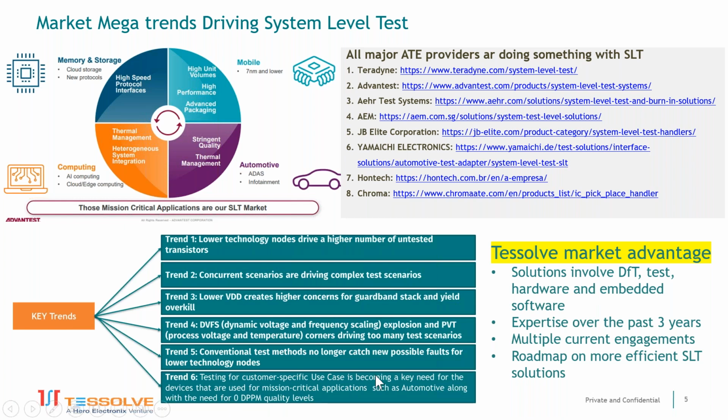And also trend number 5, for example, conventional test methods that we're stuck at no longer catch the new possible faults for lower technology nodes. And number 6 as well is an automotive example where use cases are becoming mission critical devices with 0 DPPM quality levels, because you probably can't reach 0 DPPM just by using structural test and ATE. So there's a lot of trends pushing us towards this, and I think chiplets is probably another trend that's going to push us towards this as well.